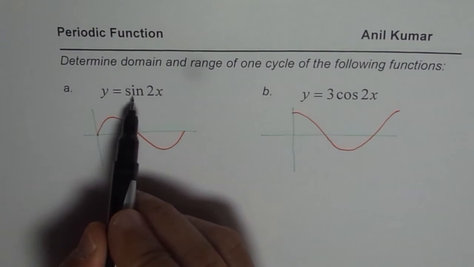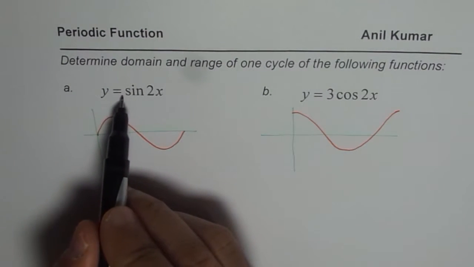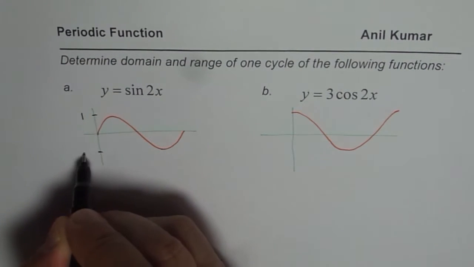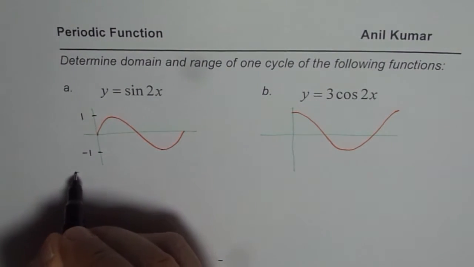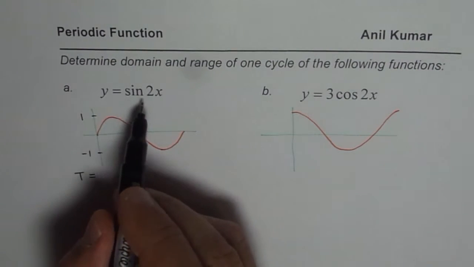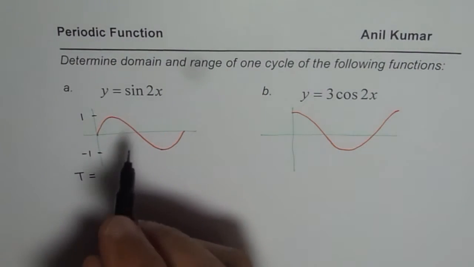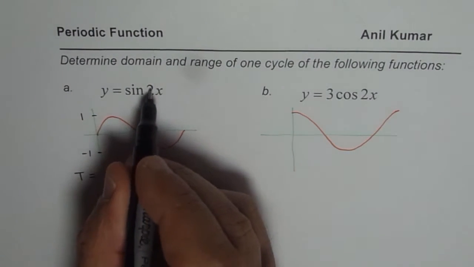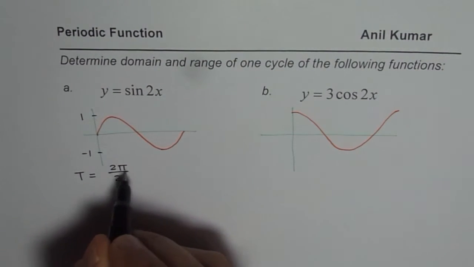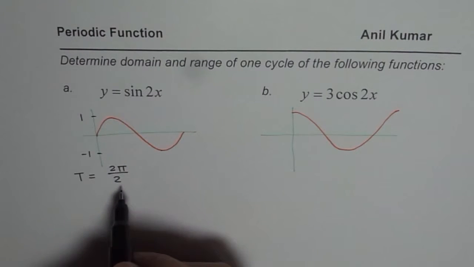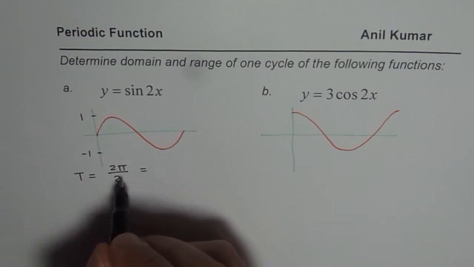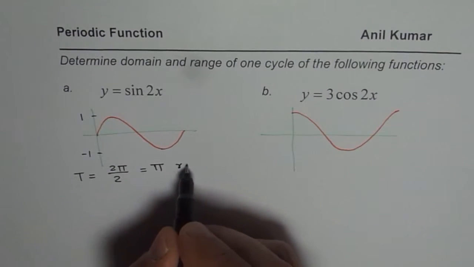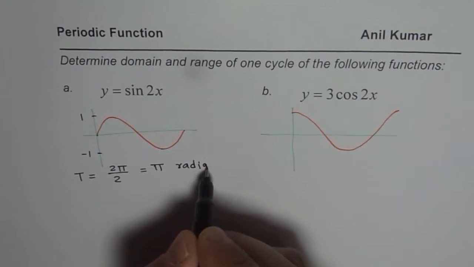Now here, what is the amplitude of the function? Amplitude is 1. So the maximum value will be plus 1, minimum will be minus 1. And what is the time period? T. Normally the time period is 2 pi if you're working in radians, divided by 2. There are 2 cycles in 2 pi. So one cycle will have time period of 2 pi divided by 2, which means pi. If I don't write any units, it means radians, correct?